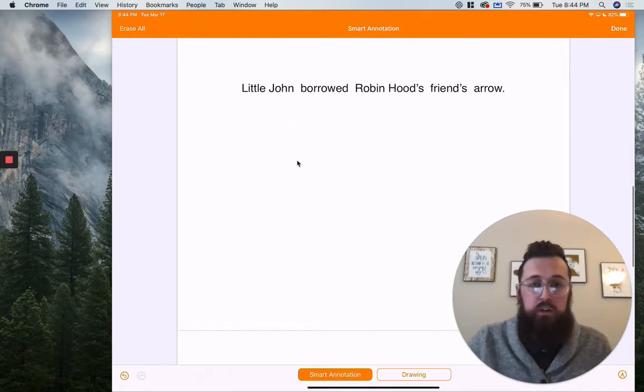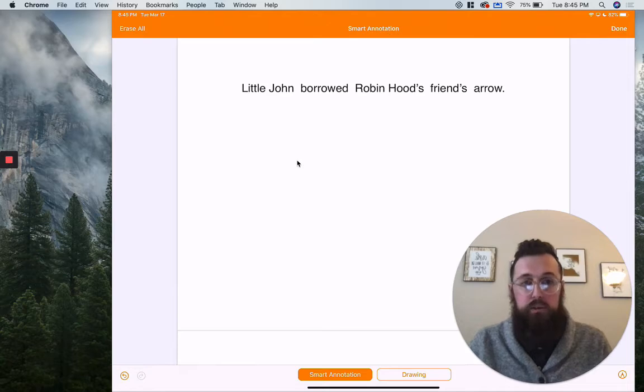Little John borrowed Robin Hood's friend's arrow. In this sentence, I can see right away that I have two possessive nouns, Robin Hood's and friend's. This is where it's going to get a little tricky, but mostly for diagramming. We can follow our same steps that we have been following.